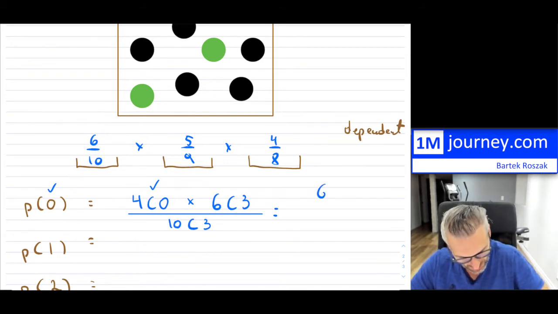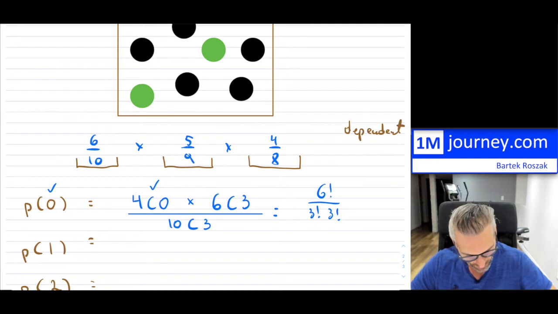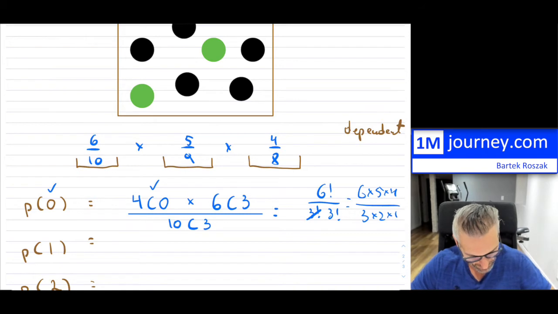Well, 6 choose 3 is 6 factorial divided by 3 factorial and 3 factorial, because 6 minus 3. So this becomes 6 times 5 times 4, which gets rid of one of these, divided by 3 times 2 times 1. The 1 is irrelevant. This is 2, and then 3 goes into this 2 times as well. So that is 2 times 5, so 20. That's what I would have had there on top. And then 10 choose 3.